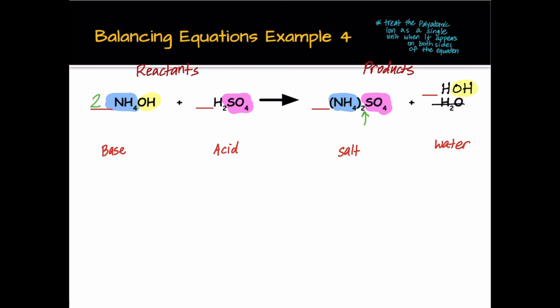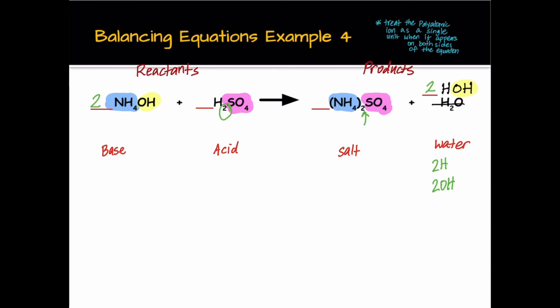We have 2 hydroxide ions on the reactant side. To make it balanced on the product side, we'll put a coefficient of 2 in front of the water. That change now means we have 2 hydrogens as well as 2 hydroxide ions. So if we go to the reactant side, you'll notice that the hydrogens are already balanced because of the subscript 2 on the reactant side.